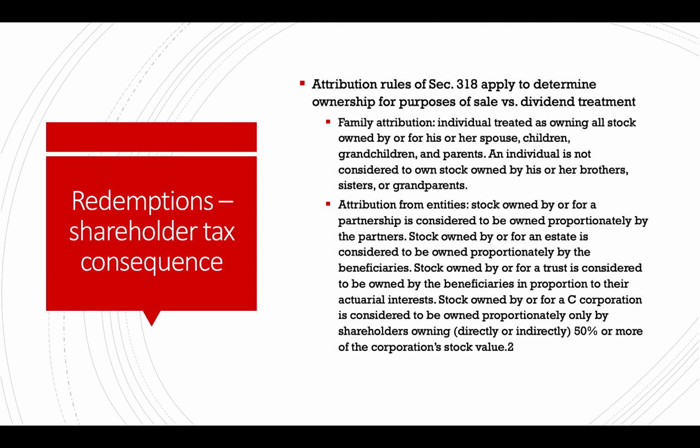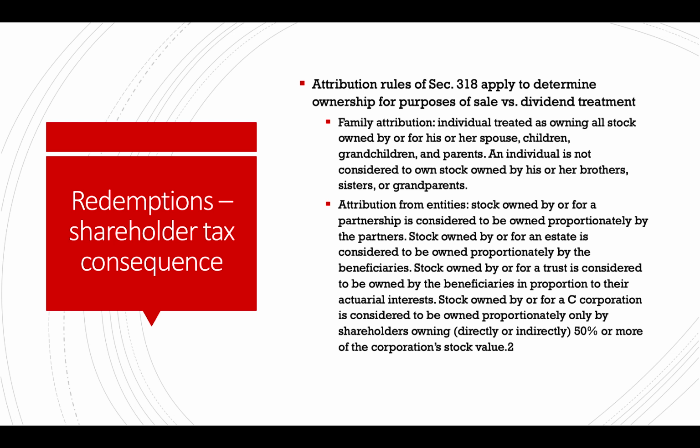All right, so for Section 318, these rules are going to apply to determine ownership for the purposes of sale versus dividend treatment. We have family attribution. An individual is going to be treated as owning all stock owned by his or her spouse, children, grandchildren, and parents. An individual is not considered to own stock owned by his or her brothers, sisters, or grandparents. So this is a little different than Section 267. It doesn't apply to brothers and sisters. It's just parents and then children and grandchildren and spouse, of course. So that's the family attribution.